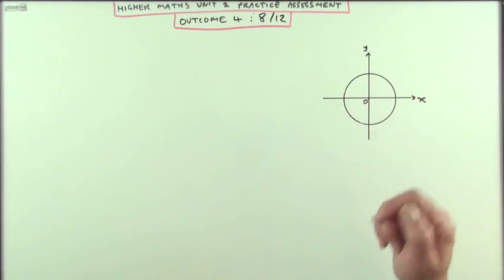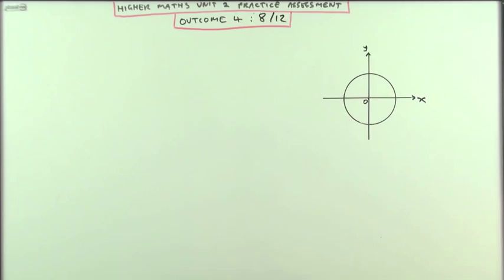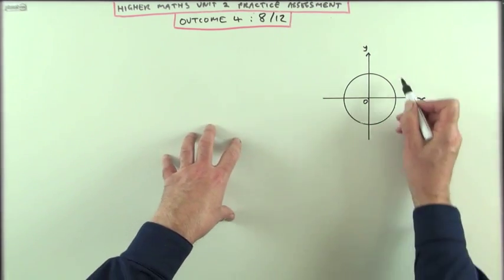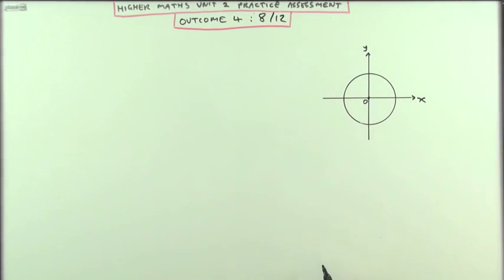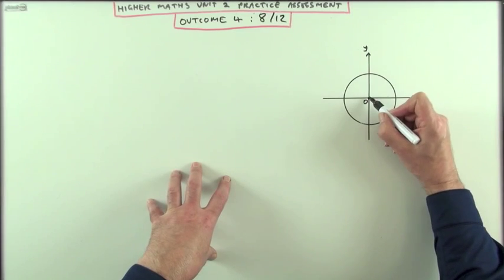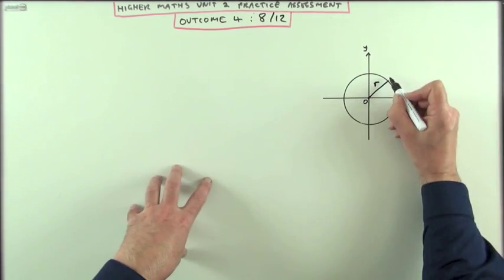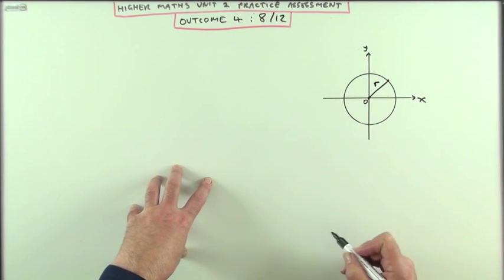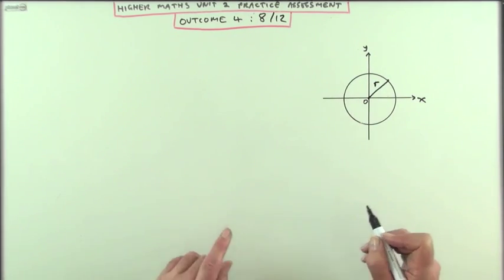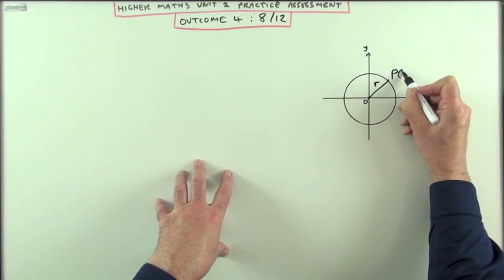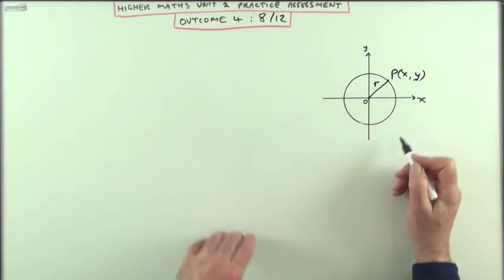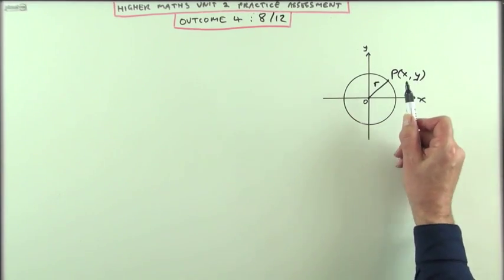Now, all circles have got the same shape, they're all similar to each other, and the simplest one you can draw is one that is centred on the origin, with any given radius. To get the equation of any curve, you will need to find a connection between the coordinates. For any point that lies on this circle, what's the connection between y and x?